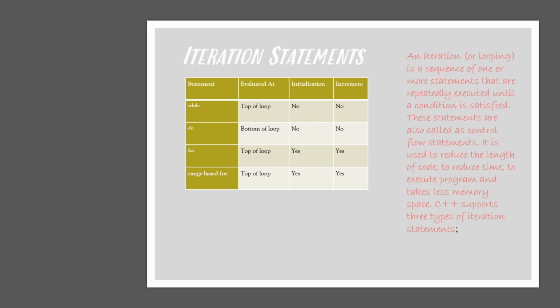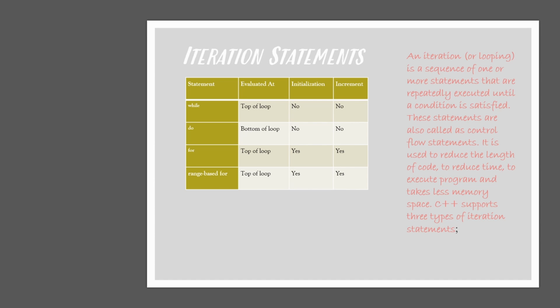I'm going to read the definition, break it into parts, and explain it to you in detail. Iteration or looping is a sequence of one or more statements that are repeatedly executed. As we have said, execution will be repeated until the condition is satisfied. In selection statements we have a test. If it's true, it executes the block of code. If it's false, it executes another block of code. In the same way, in iteration statements, until the condition is satisfied, the loop will be executed continuously, repeatedly.